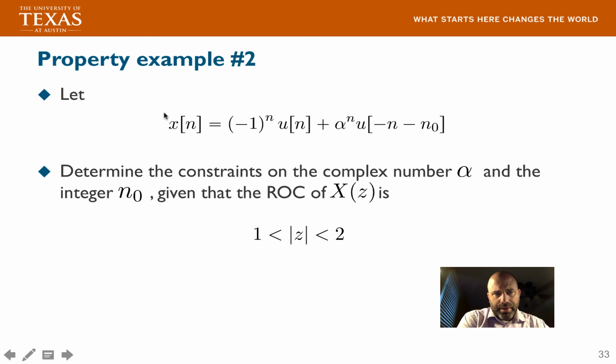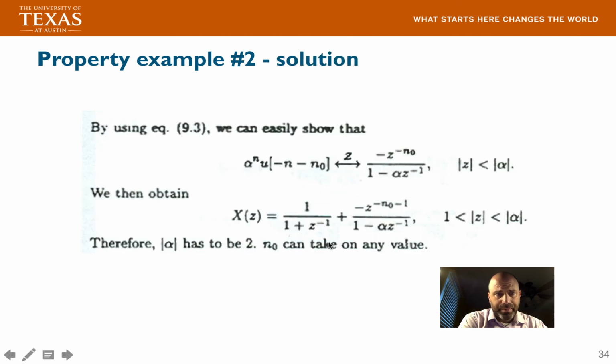The second one here, we have a sum of two signals. We're going to determine the constraints on the complex number alpha and integer n naught, given the region of convergence of X of z is 1 less than absolute value of z less than 2. So by using this equation here, we can see that alpha to the n u of minus n minus n naught is minus z to the minus n naught over 1 minus alpha z inverse.